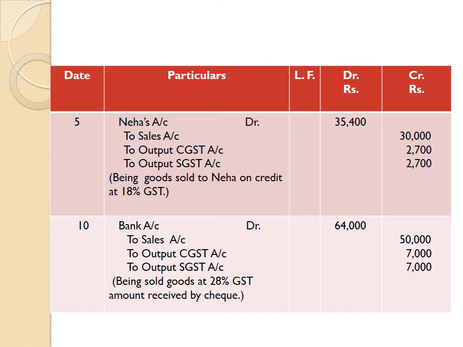Then goods of 50,000 sold on cash at the rate of 28% GST. So here value of goods 50,000, 28% GST on it came to rupees 14,000. This 14,000 has been divided into two parts, that is 14,000 divided by 2.